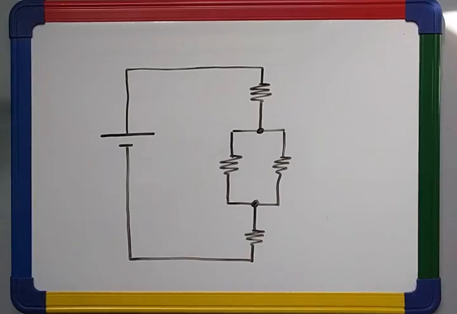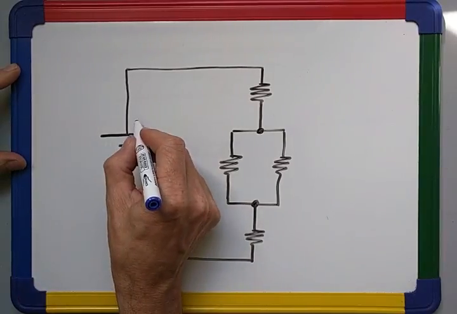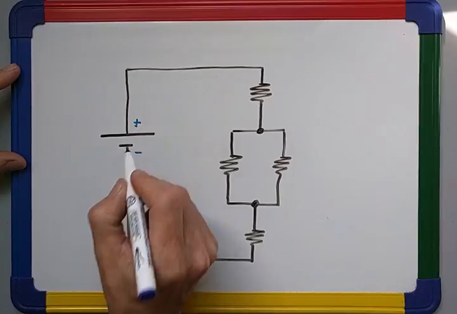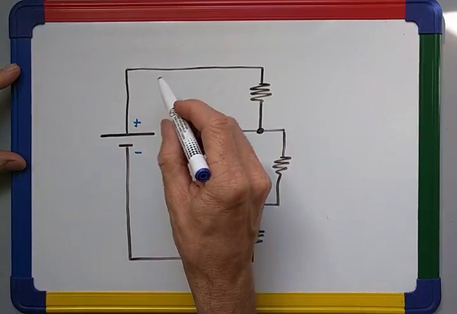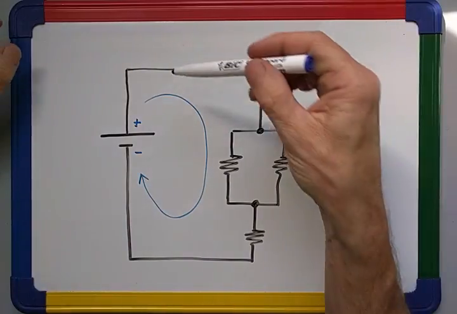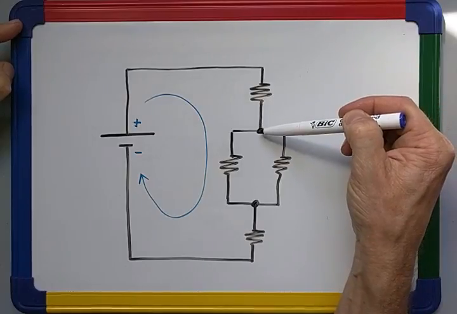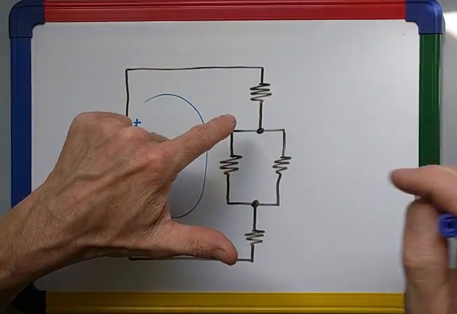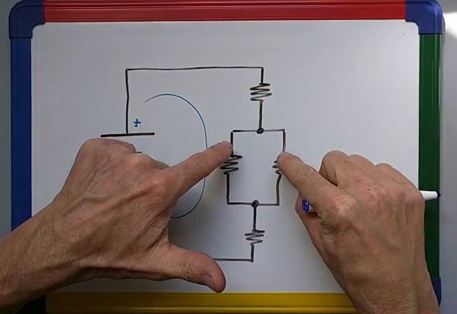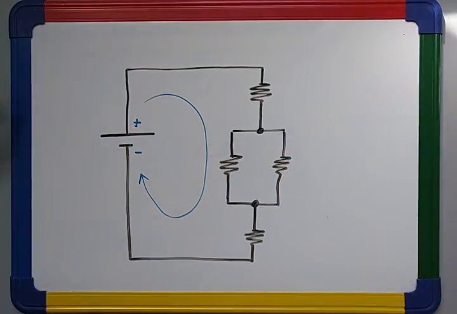Okay, here's our basic circuit. We've got a battery over here. The large stripe is the positive, the small stripe is the negative, so the electrical flow is going to be around this direction, from positive to negative. And the flow is going to come along this wire through this resistance, along to here, and then it's going to branch, split through each resistor, flow down, and then recombine through the last resistor and back.